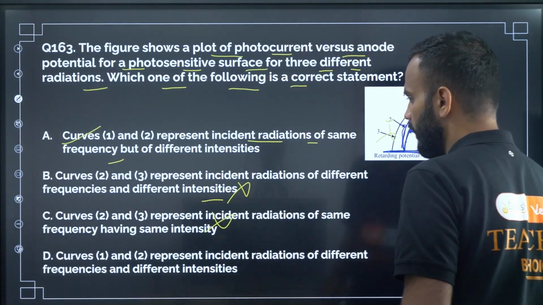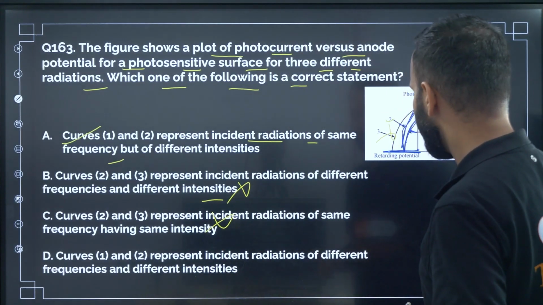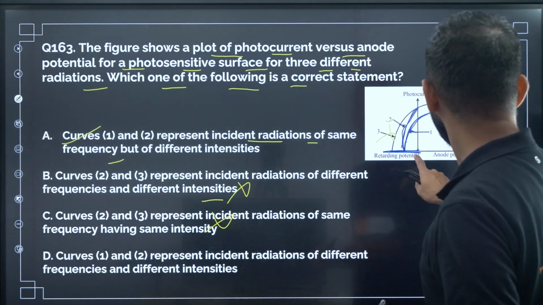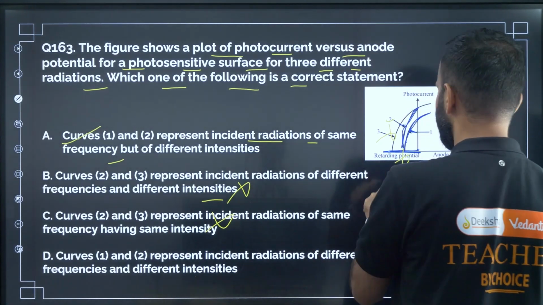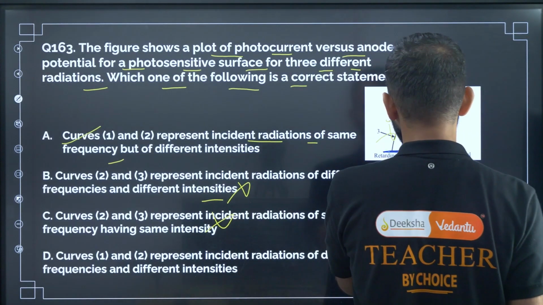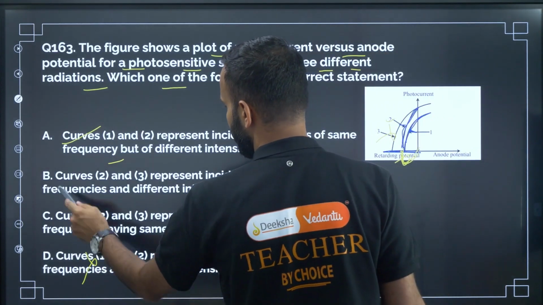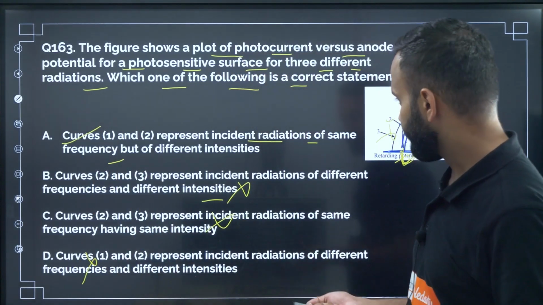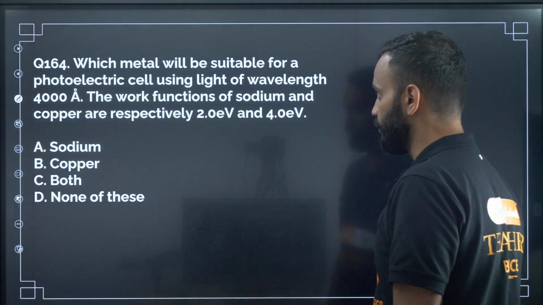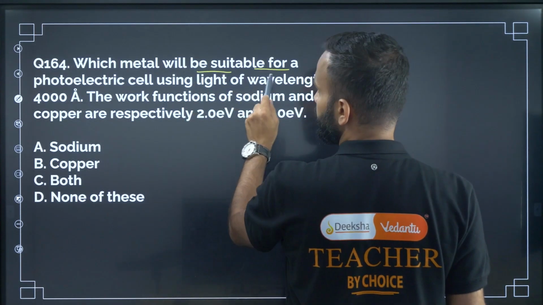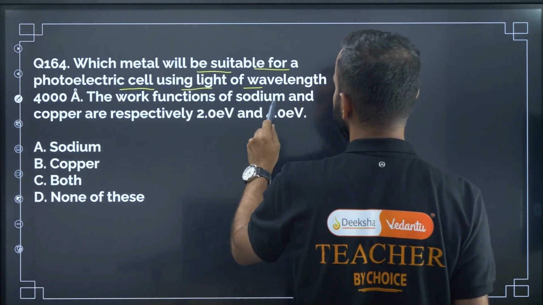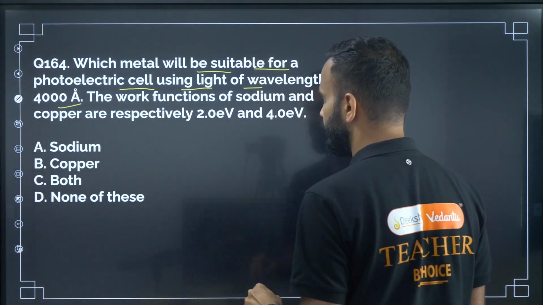Option D: curves 1 and 2 represent incident radiation of different frequency. Wrong. Same frequency. So option D is also wrong. The correct option is A. Question number 164. Which metal will be suitable for photoelectric cell using light of wavelength 4000 angstrom?